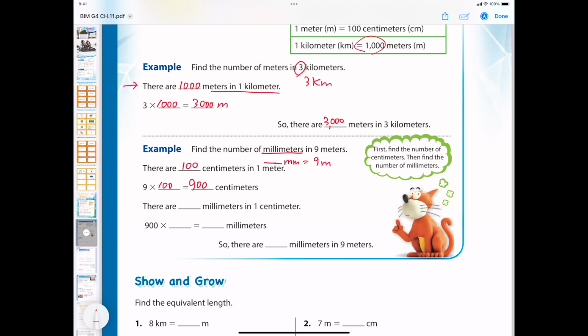That is 9 meters. And there are how many millimeters in 1 centimeter? 10, right? 10 millimeters is equal to 1 centimeter. So you need to multiply 900 by another 10, which means 9,000 millimeters. So there are 9,000 millimeters in 9 meters.